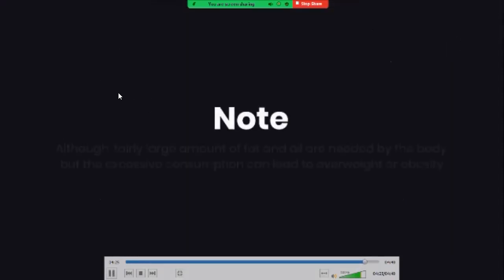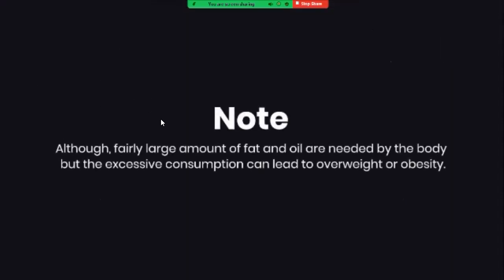I want to note something very important. Although a fairly large amount of fat and oil is needed in the body, excessive consumption can lead to overweight or obesity. And trust me, I already told you before what obesity can lead to. So please be careful. Watch yourself carefully.